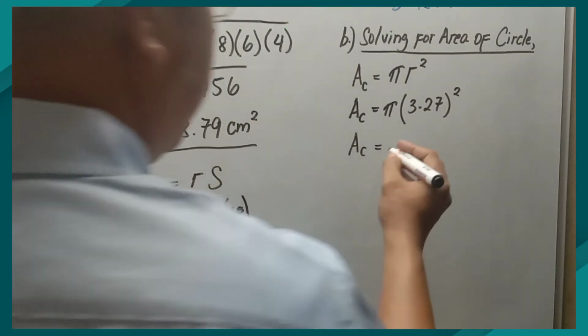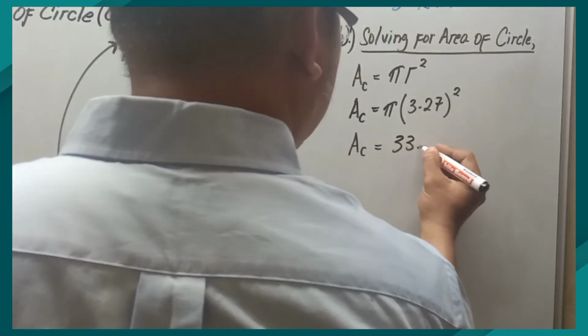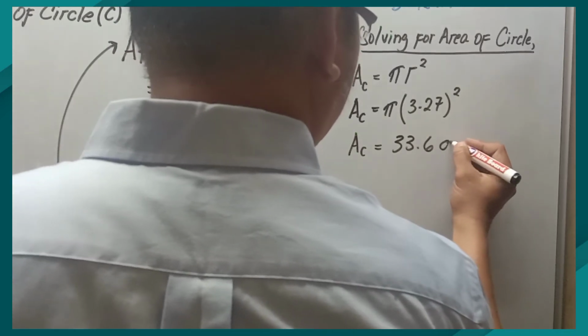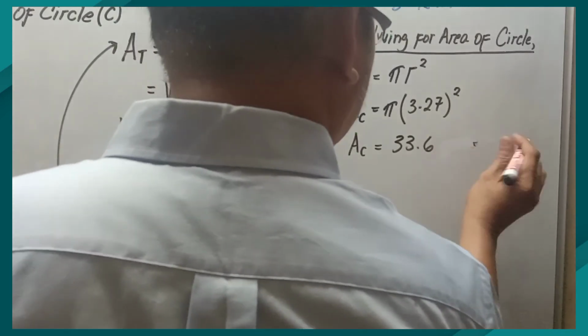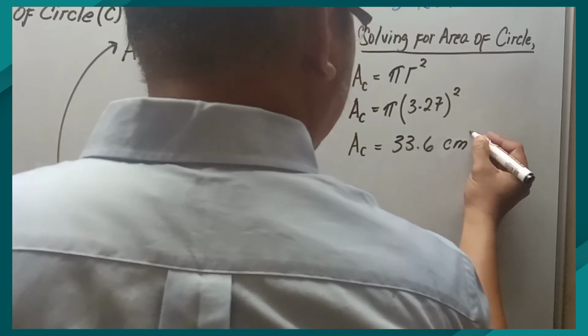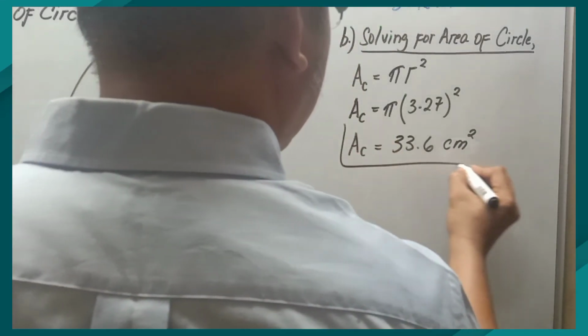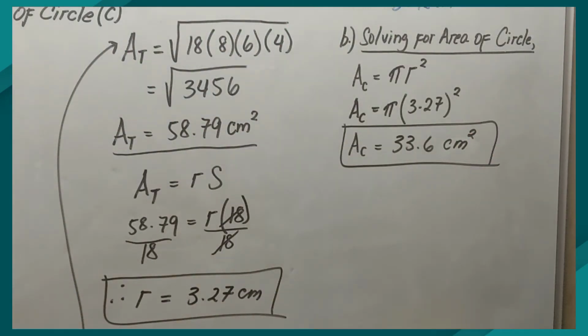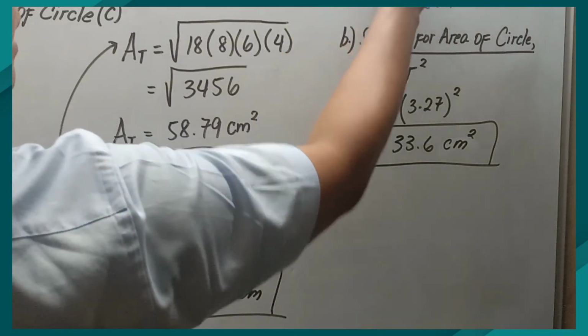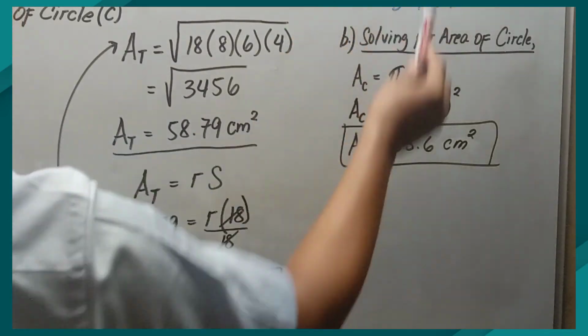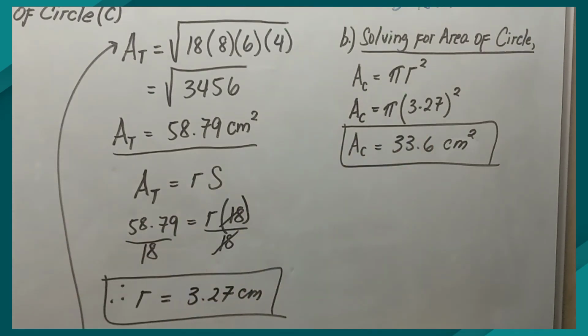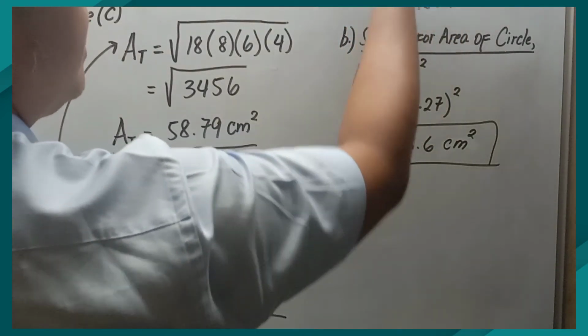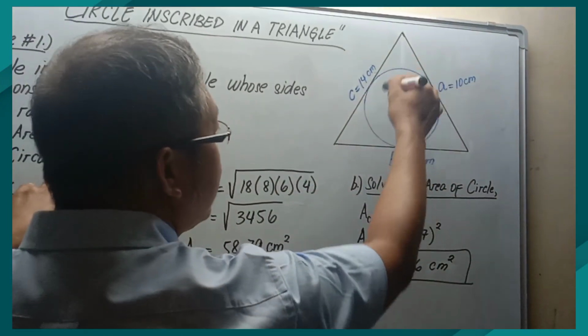33.6 square centimeter, meaning the area of the circle is equal to 33.6 square centimeter. Okay. Now, third requirement is the circumference. How long is this circle? Okay, meaning the circumference, how many centimeter?